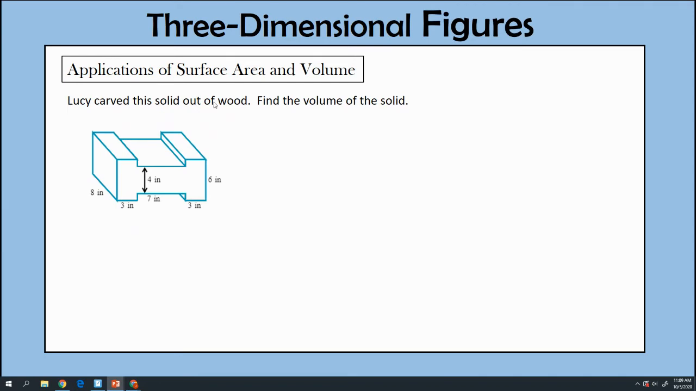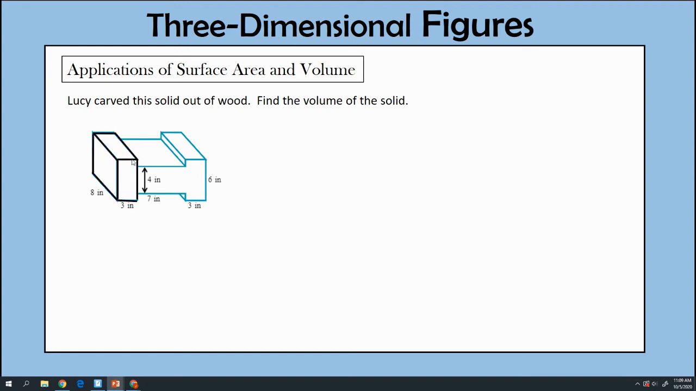Okay, another type of problem we get is, Lucy carved this solid out of wood and we're supposed to find the volume of it. Okay, so this is kind of an irregular combination of shapes, but let me show you how we typically do this. What we're normally going to do is cut this thing into shapes that we can handle.